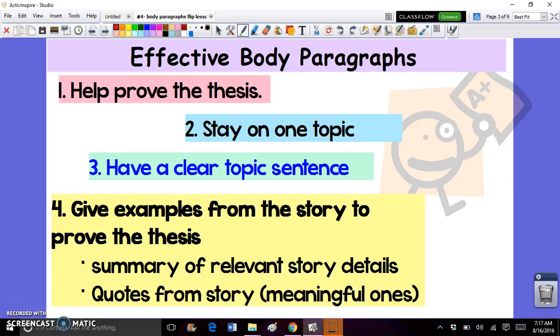Of course, the body paragraph needs to have text evidence, so you want to give examples from the story that'll help prove your thesis, or examples from whatever text you're writing about. So it can be a combination of the two types of text evidence. It can be an indirect quote, which is just a summary or paraphrase of the relevant text details, or it can be the direct quotes, quotes from the story where you're lifting the lines word for word and putting quotation marks around them. The best body paragraphs and the best type of writing is going to have a combo of these two things, not one over the other.